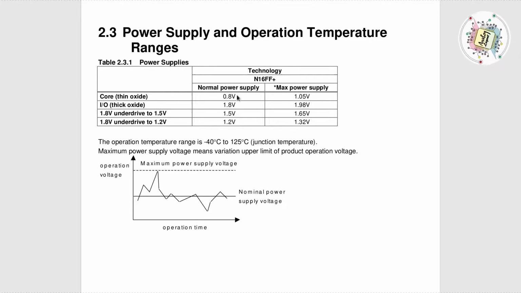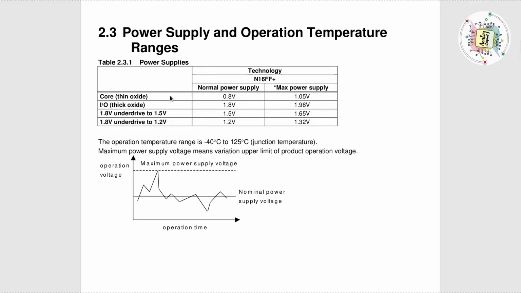So this device should work from 0.8 volt to 1.05 volt. If it exceeds 1.5 volt, there may be oxide damage with respect to the core device. Then we have to discuss the IO device. IO devices are always called thick oxide devices. The thick oxide device works from 1.8 volt to 1.98 volt. So there is not much difference here. The normal operating power supply is 1.8, but the maximum power supply is 1.98.